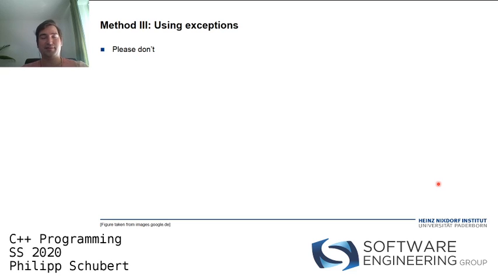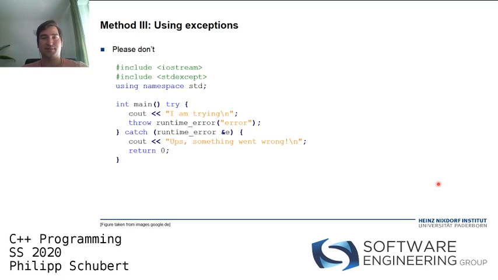Really, please don't do the following. What you can also, of course, do is basically put a try around your whole main, meaning that your whole program is executed in a try block. And then whenever something is wrong, you collect all the runtime errors here, and then you catch them, and, oops, something went wrong.